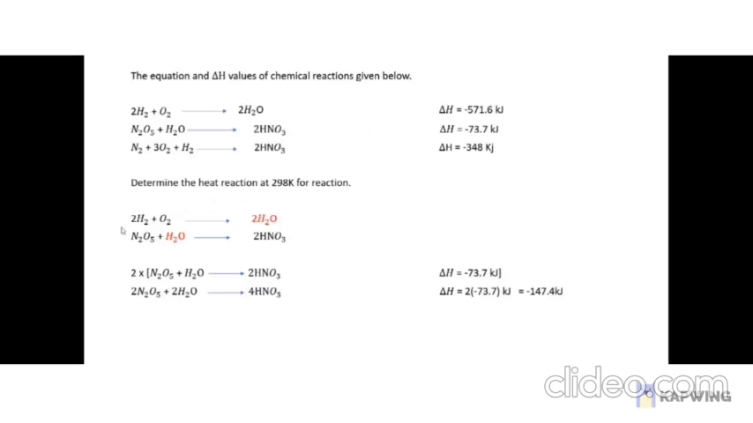First of all, we have to determine the chemical compound which is the same in both the first equation and the second equation. It is found that water is the same chemical compound in both reactions. So first of all, we have to equalize the number of moles of water. To do this, we multiply the second chemical reaction by 2, including the delta H. So the second reaction would be 2 moles of dinitrogen pentoxide reacts with 2 moles of water to produce 4 moles of nitric acid, and the delta H would be negative 147.4 kilojoule.